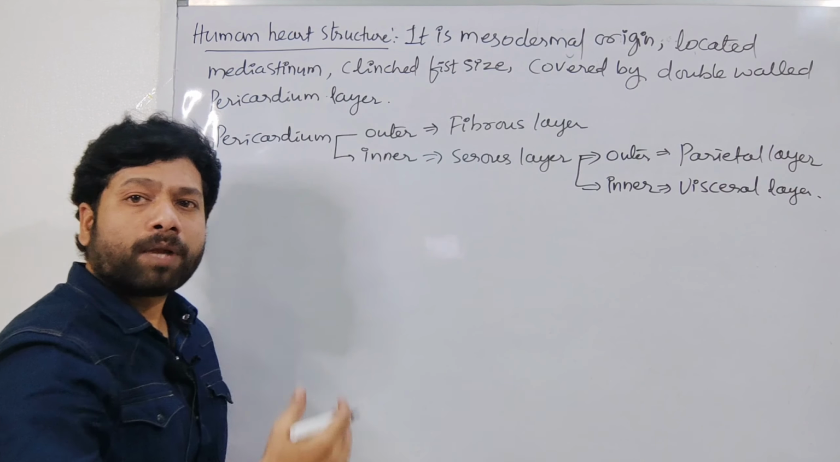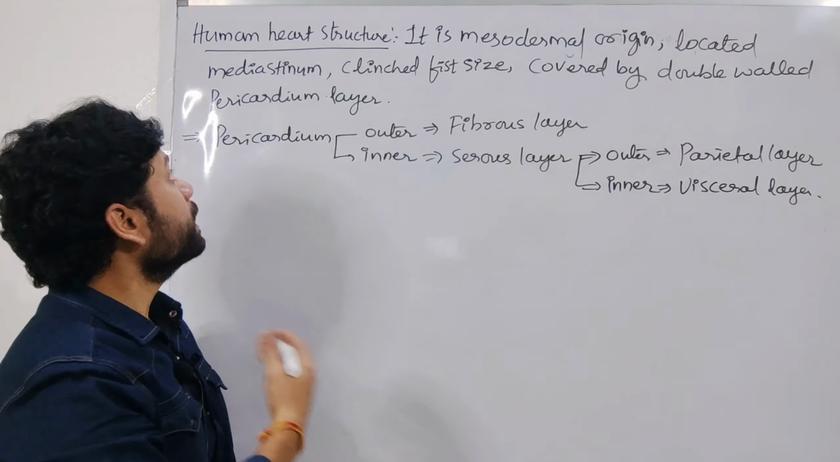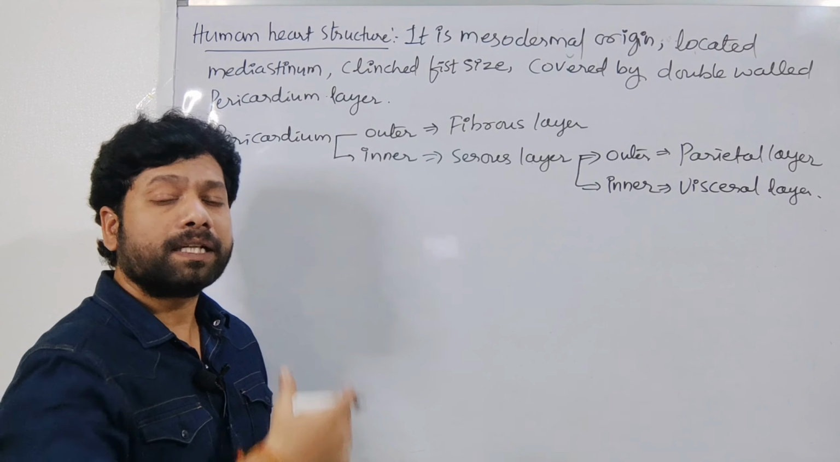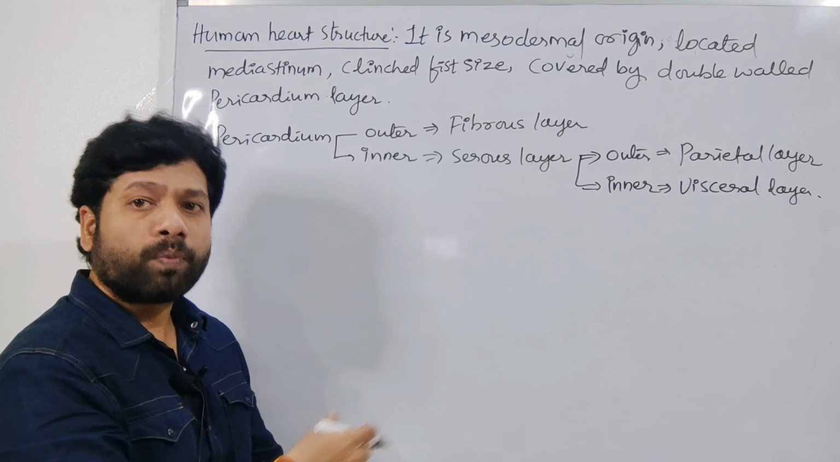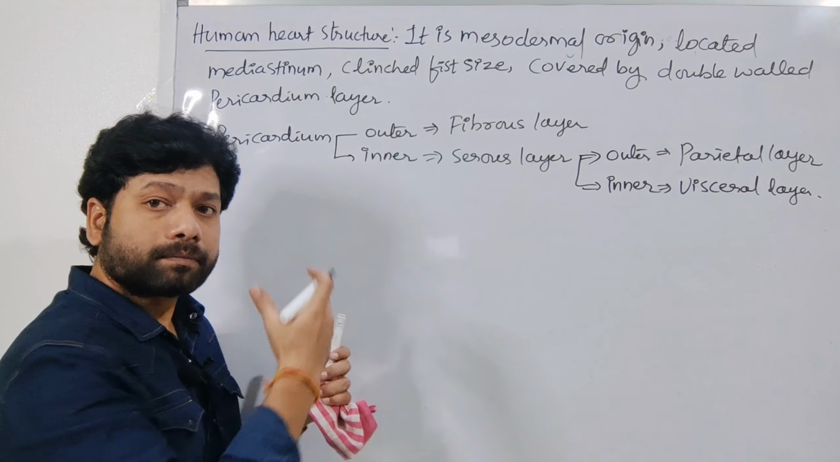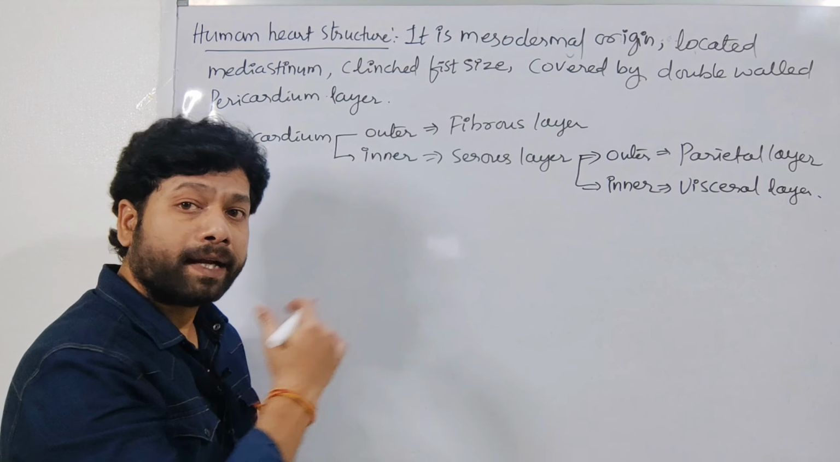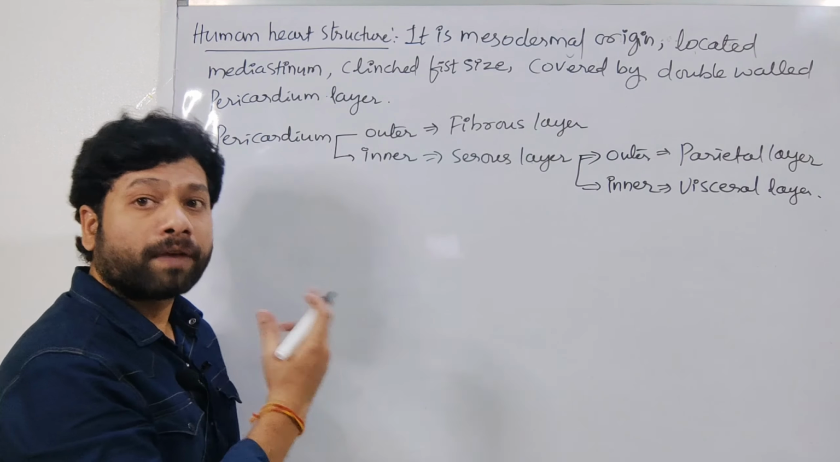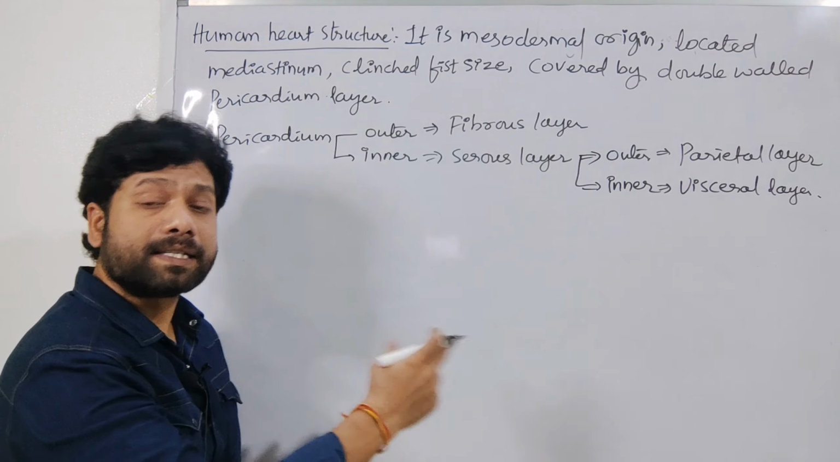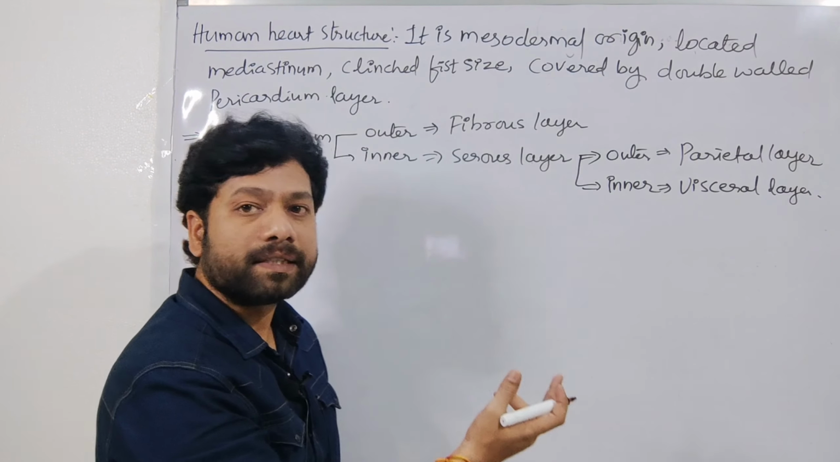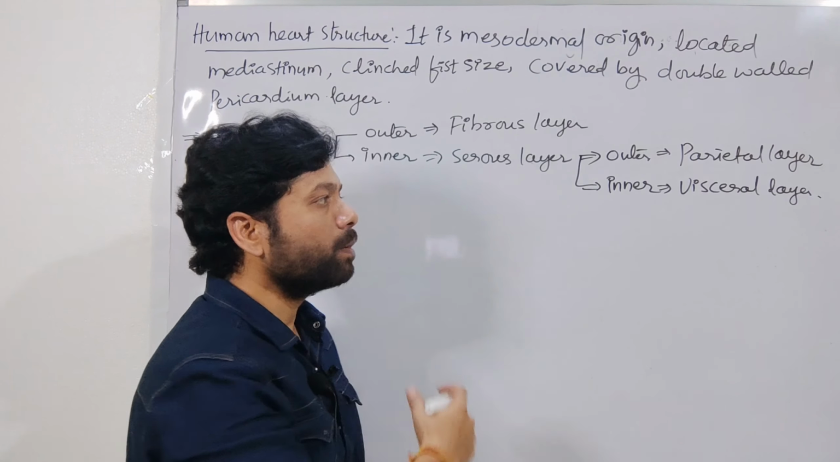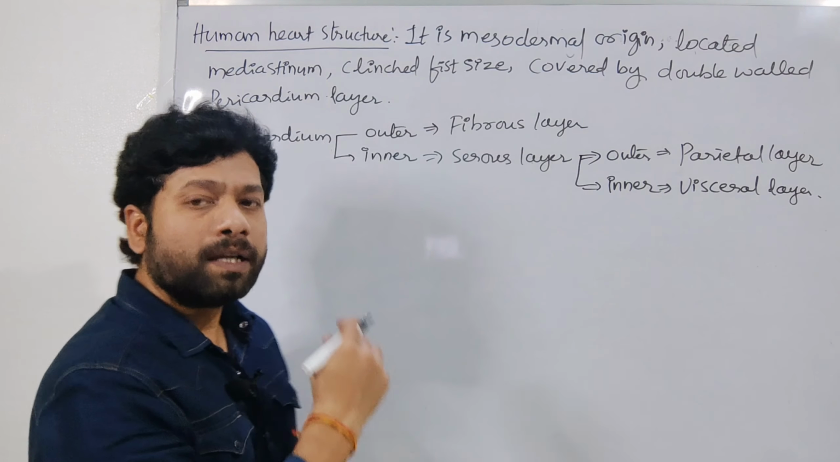So it is of mesodermal origin, located in the mediastinum, clenched fist sized and covered by a double layer, the pericardium. The outer layer is called the fibrous layer and the inner layer is called the serous layer. The serous layer also contains two layers. The outer is called the parietal layer and the inner is called the visceral layer.